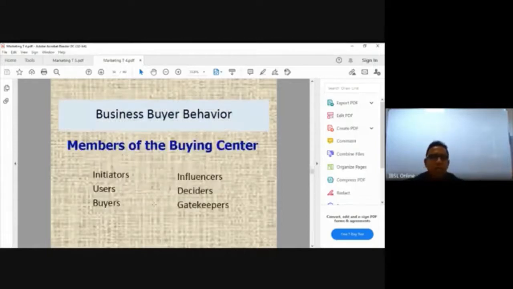So in business buying also, like we discussed in individual buying behavior, where there were initiators, influencers, deciders in the family, purchasers, and users. In business buying too, there can be initiators, users, buyers, influencers, deciders, and gatekeepers. Let's see who these are.